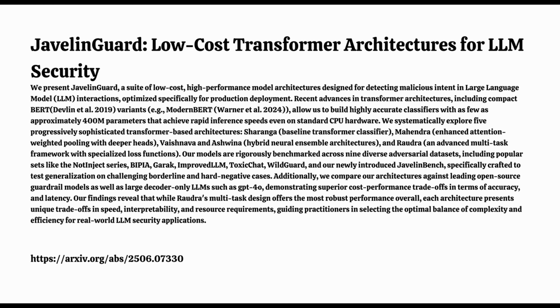What about Vaishnava? The paper describes this as a hybrid neural forest approach. Sounds different. It is quite different. Vaishnava still uses a transformer encoder, like ModernBERT large, to process the input text and understand its meaning. Okay, so far so similar. But instead of attaching a standard neural network classifier at the end, it extracts the summary representation from the CLS token's embedding, just that one vector.